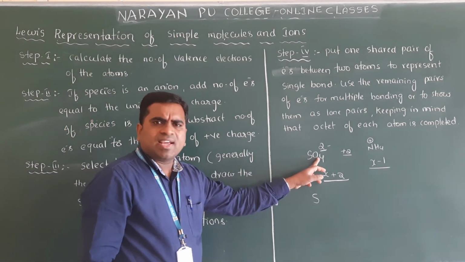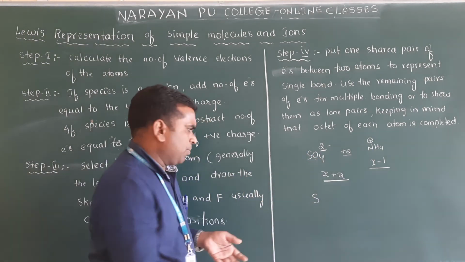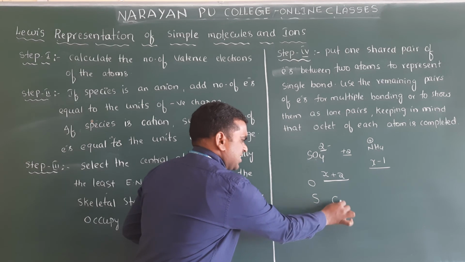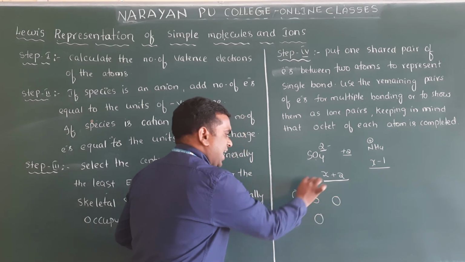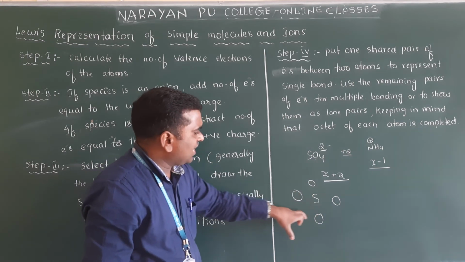Next, what is there? Oxygens. You arrange them, that is no problem. You can arrange like this: around that central atom, the 4 oxygens should be present. And this we call a skeletal structure.